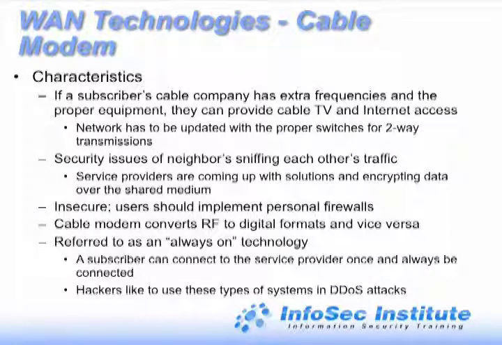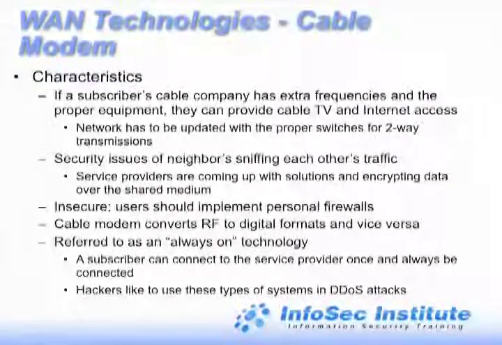Basically, if a neighbor is sniffing each other's traffic, they have fixed this in a lot of areas, but the challenge is if you can find the older modem, because the way they fixed this in most areas is they upgraded the firmware so you can no longer do promiscuous sniffing through your network. So if you downgrade the firmware or get one of the older modems, sometimes you can still sniff what's on those nodes or within those sections. So insecure users should implement personal firewalls. And cable modems convert RF to digital signal and vice versa, also referred to as an always-on technology.